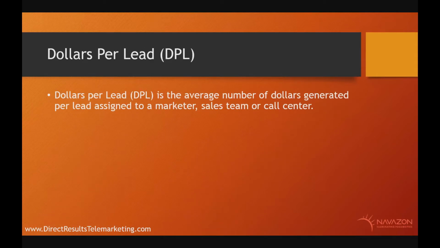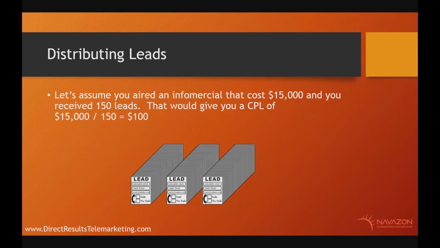Dollars per lead, or DPL, is defined as the average number of dollars generated per lead assigned to a marketer or assigned to a sales team or call center. We're going to do a use case study to make this clear. So let's assume you aired an infomercial that cost $15,000 for that particular airing, and you received 150 leads from that airing. That will give you a cost per lead of 15,000 divided by 150 leads, which equals $100.